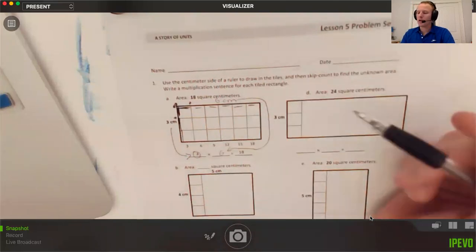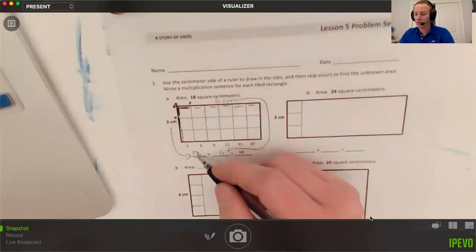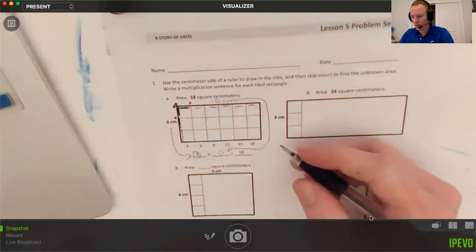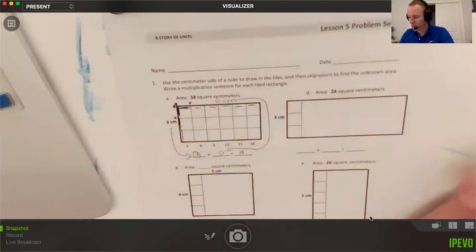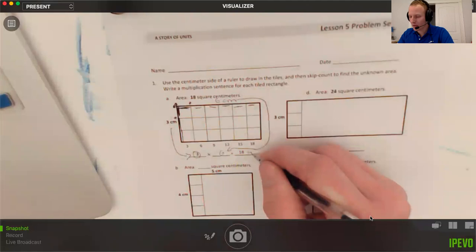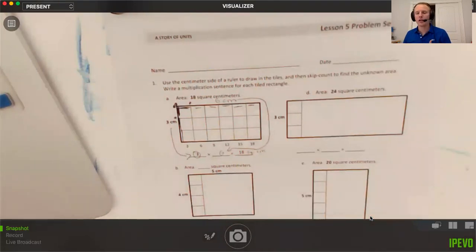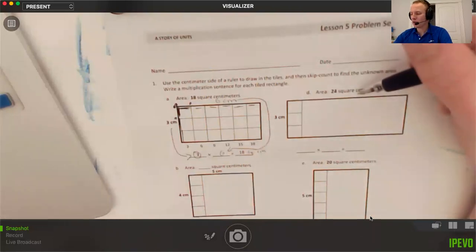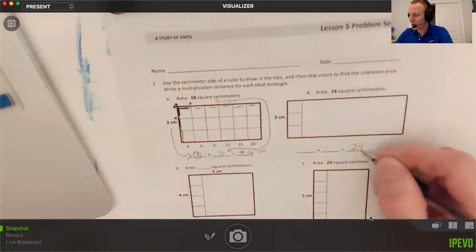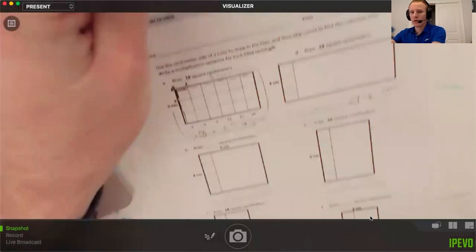I'm going to draw another arrow in here and show you where that 6 comes from. They then counted by 3s: 3, 6, 9, 12, 15, 18. I would just say 3 times 6 is 18. I don't love that there's not a measurement on this. I would say square centimeters. You can abbreviate square as SQ, so you can write SQ period space CM. Now, the next one says there's an area of 24. I'm going to fill this in, 24 square centimeters. They already told us that part, right?